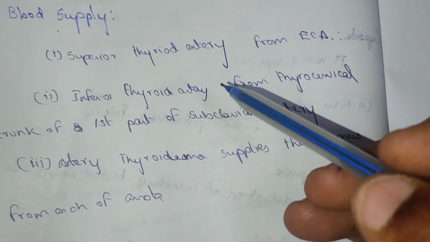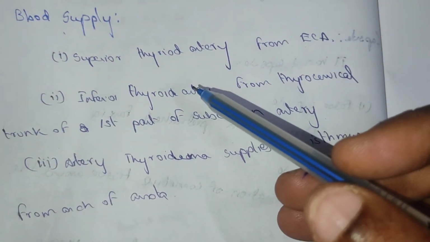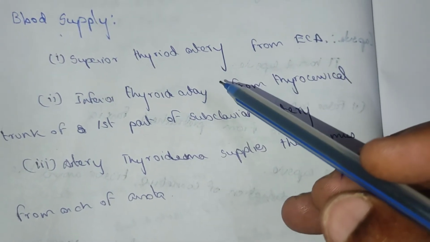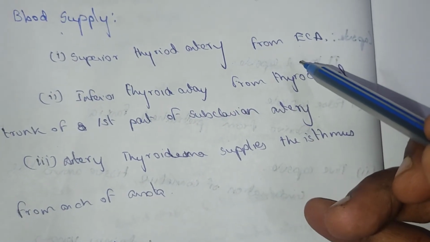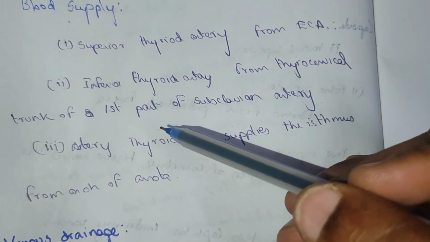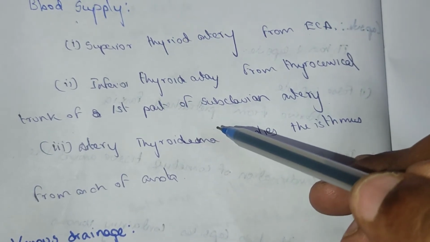Now we will see the blood supply. There are the superior thyroid artery, the inferior thyroid artery, as well as the arteria thyroidea ima. The superior thyroid artery is from the ECA, external carotid artery, and the inferior thyroid artery is from the thyrocervical trunk, which is from the first part of the subclavian artery.